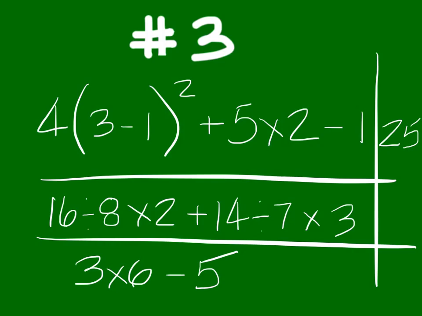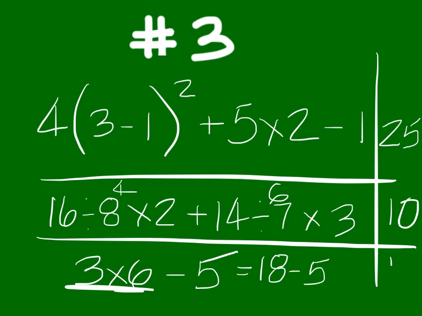Now the second one, 16 divided by 8 is 2. Times 2 is 4. So just hold that number. 14 divided by 7 is 2. Times 3 is 6. So you have 4 plus 6, which is 10. And this one, 3 times 6 is 18. Minus 5 should be 13.